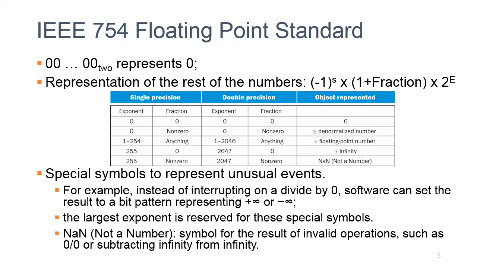IEEE 754 even has a symbol for the result of invalid operations such as 0 divided by 0 or subtracting infinity from infinity. This symbol is NaN, which means not a number. The purpose of NaNs is to allow programmers to postpone some tests and decisions to a later time in the program when they are convenient.